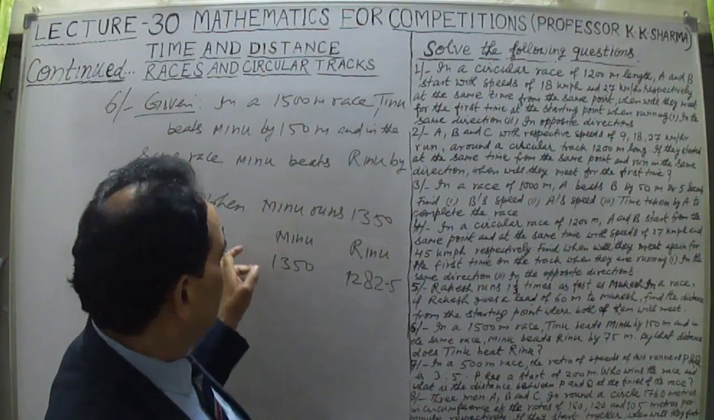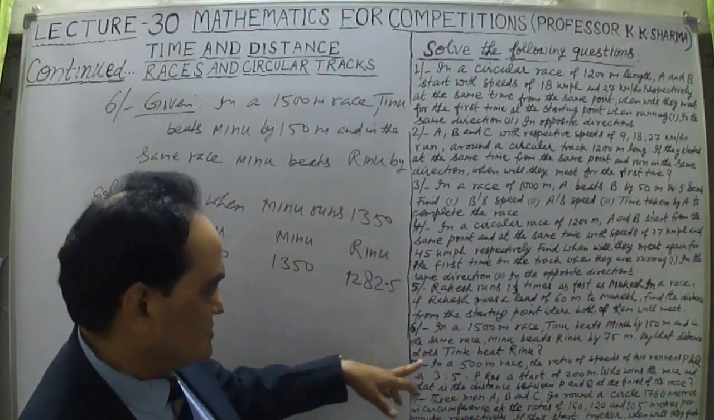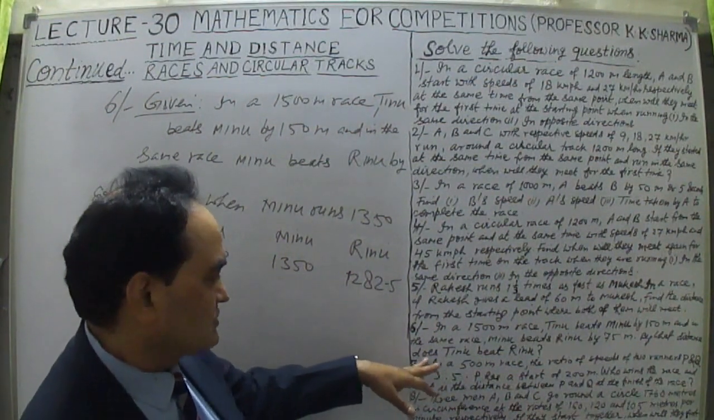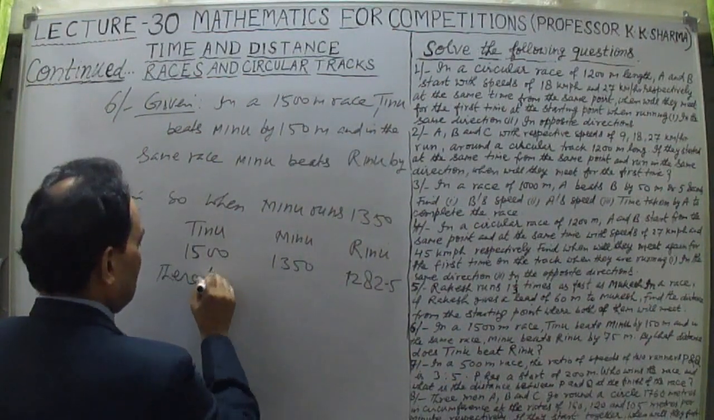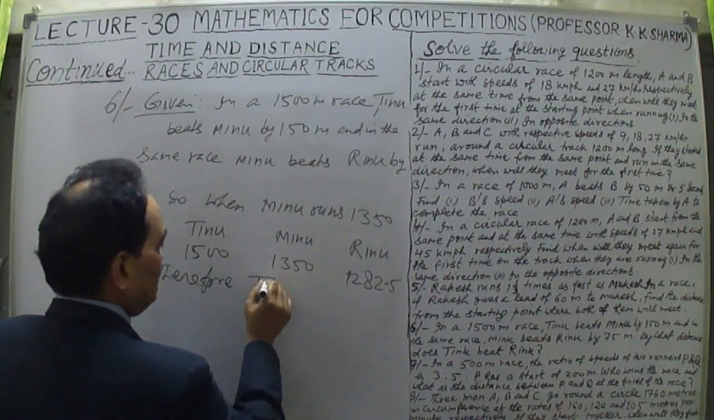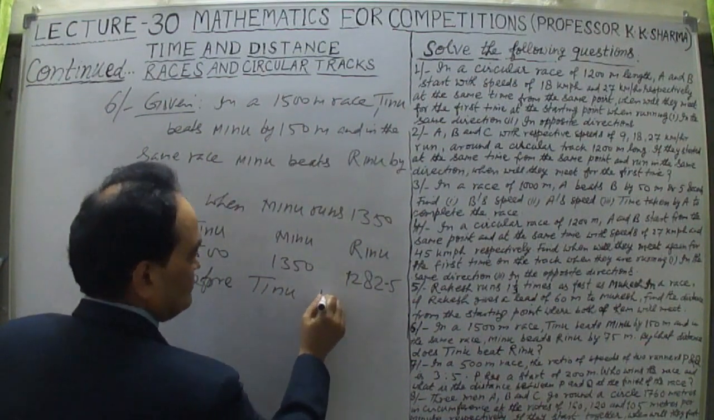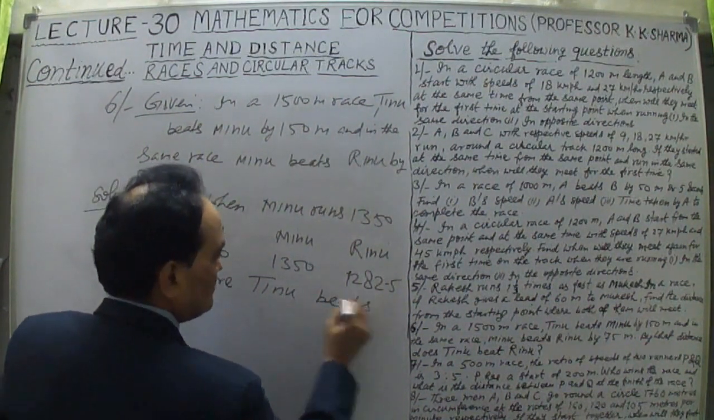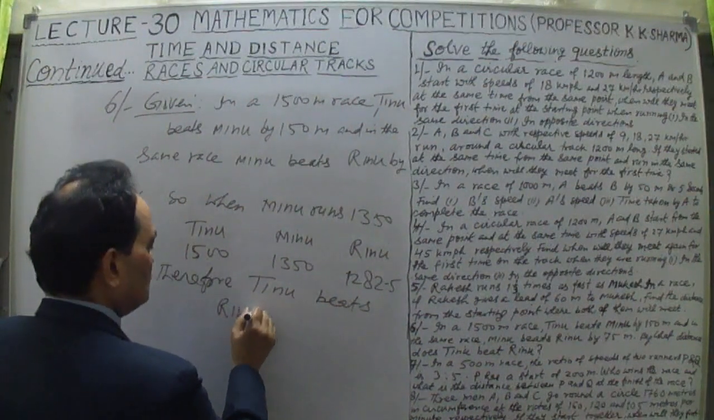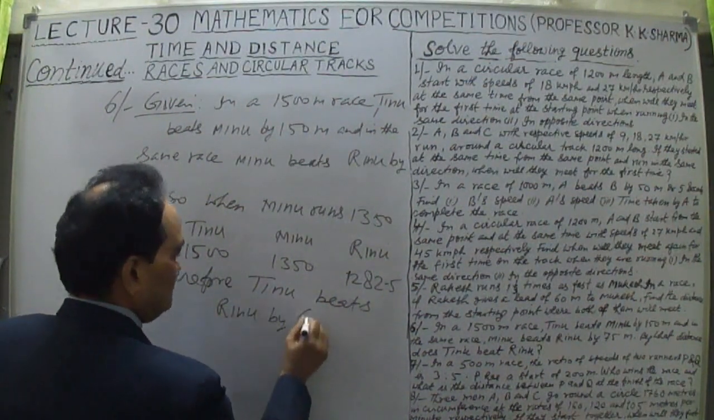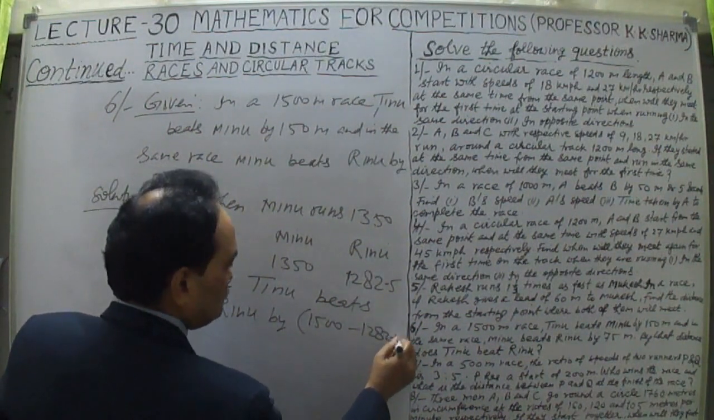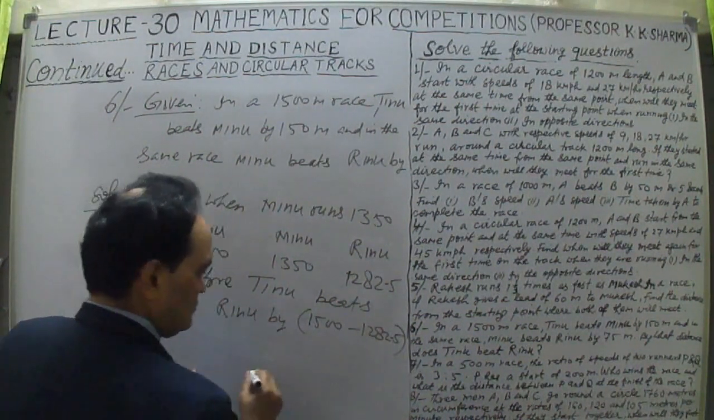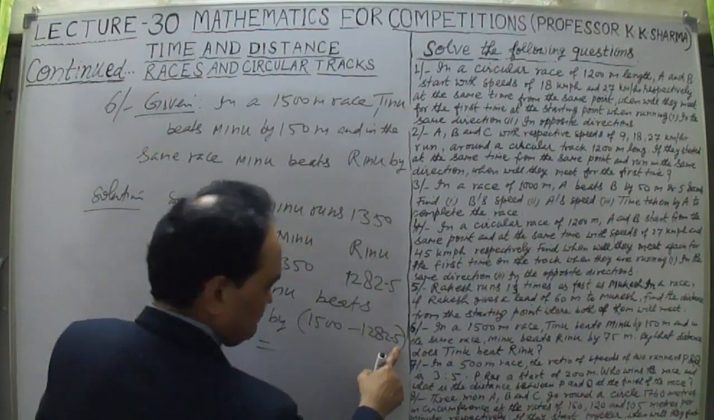Reenu is beaten by Reenu by what distance? We have to find out. By what distance does Reenu beat Reenu? So, therefore, Reenu, the first one, beats Reenu by 1500 minus 1282.5. That will give us how much distance?